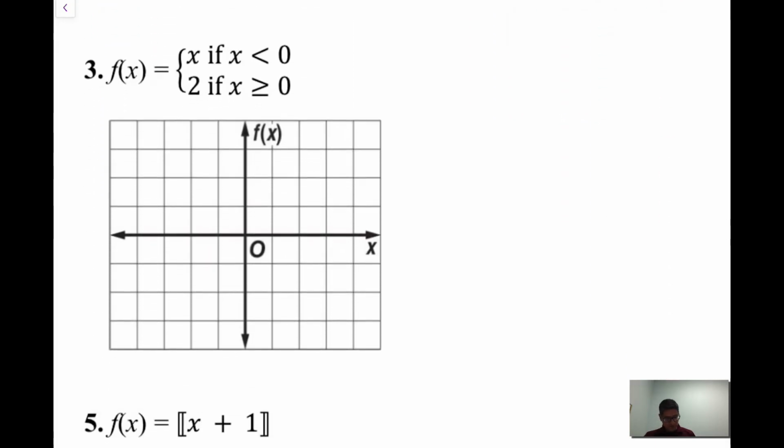Okay, this one is a little bit easier because it only has 2 parts that I'm having to pay attention to. So let's focus on the first part. So f of x equals x. So my y-intercept will be 0, and my slope is going to be 1 over 1. So let's go ahead and write that out.